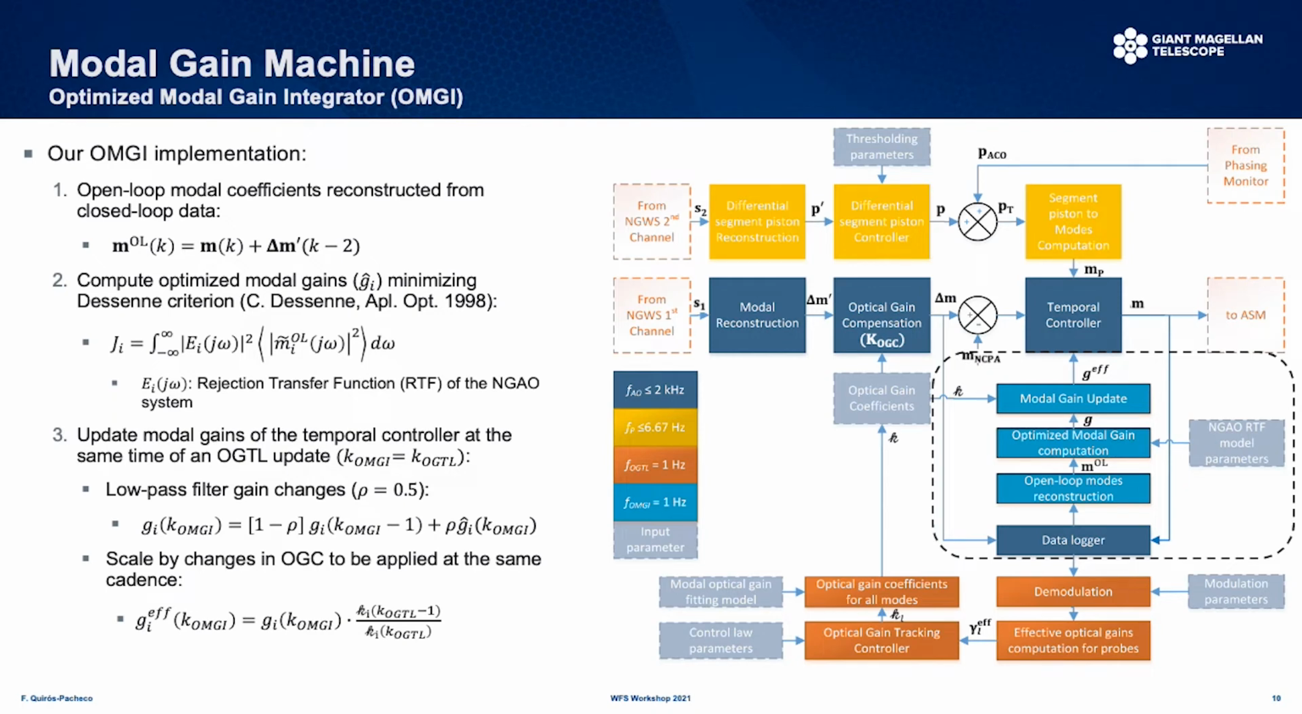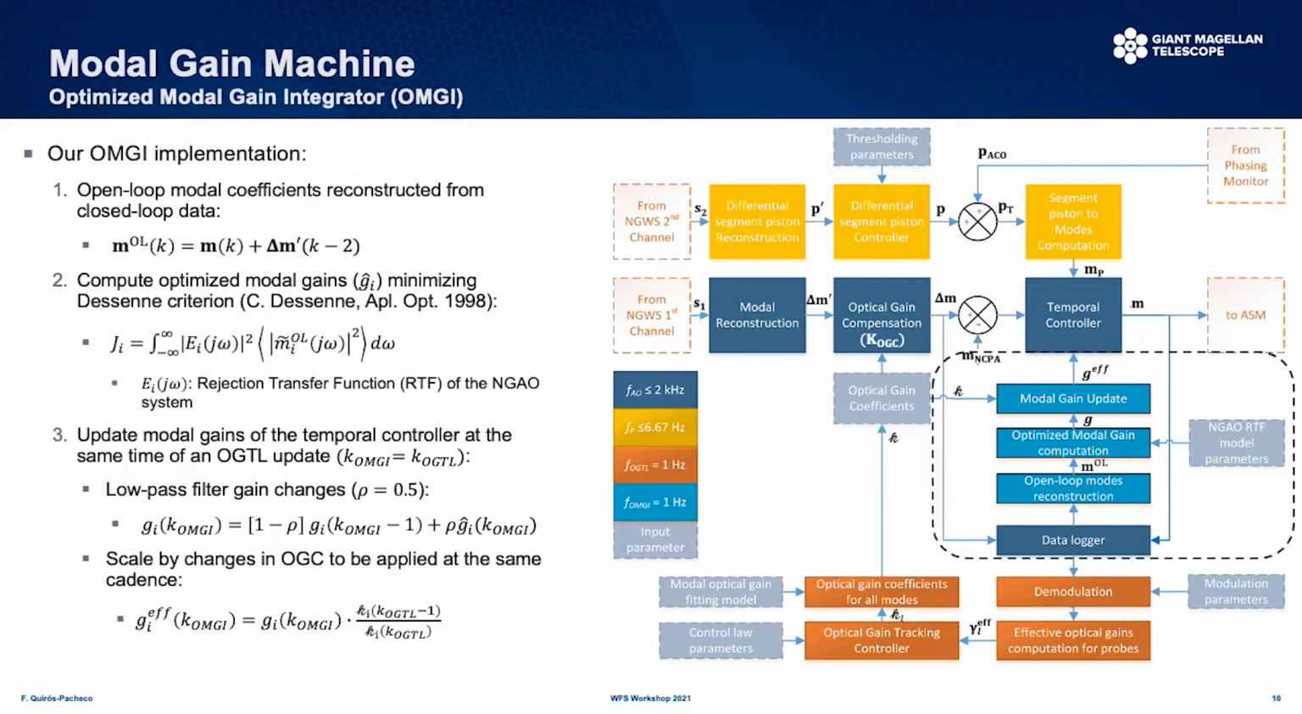The optimized modal gain integrator also uses the differential command and integrated command telemetry to reconstruct the open loop model coefficients, time histories, that are needed to compute the optimized model gains using the descent criterion. For this application, a model of the rejection transfer function of the NGO system is needed.